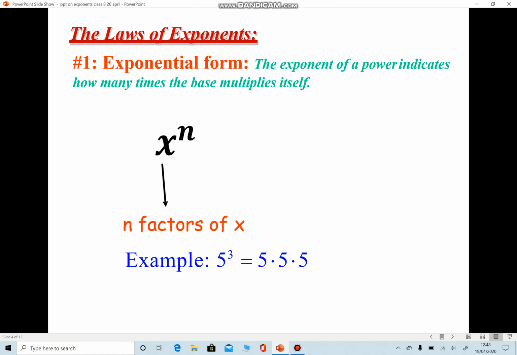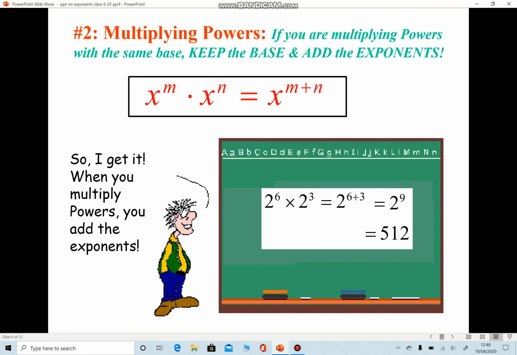Okay. There are certain laws that exponents follow. You have done it in class 7. We are just going to revise it here. Exponential form means the number of times the base multiplies itself. For example, x raised to the power n means x is getting multiplied how many number of times? n number of times. 5 raised to the power 3 means 5 is getting multiplied 3 times.